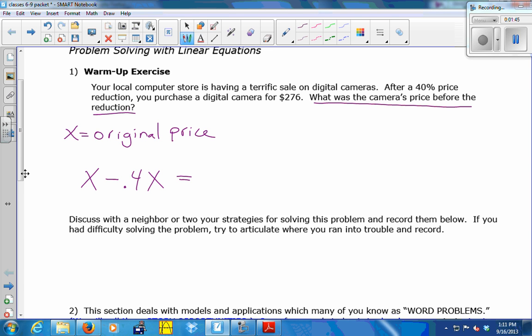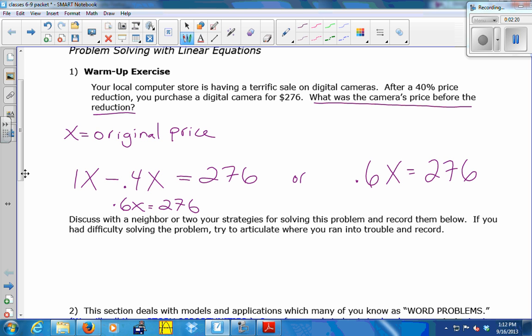$276 is the price after the discount, right? Which is also 60%. So you could also write an alternative equation would just take 60% of x, and that's 276. Right? If you're taking 40% off, that means you're paying 60%. So either of those would be a good equation to solve. And over here, when you combine like terms, 1x minus 0.4x is 0.6x. So they end up being the same equation.